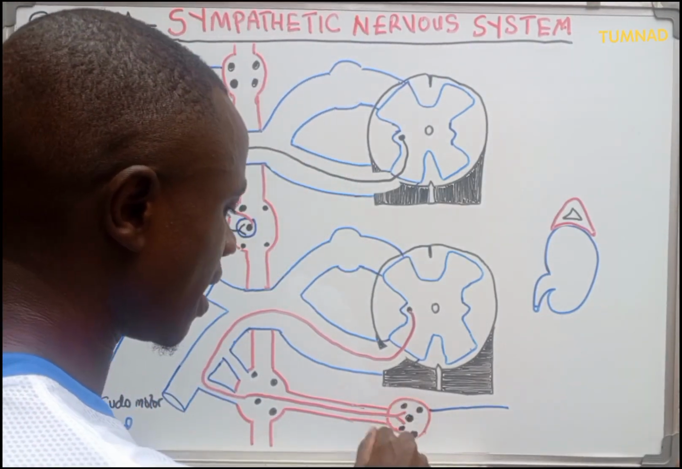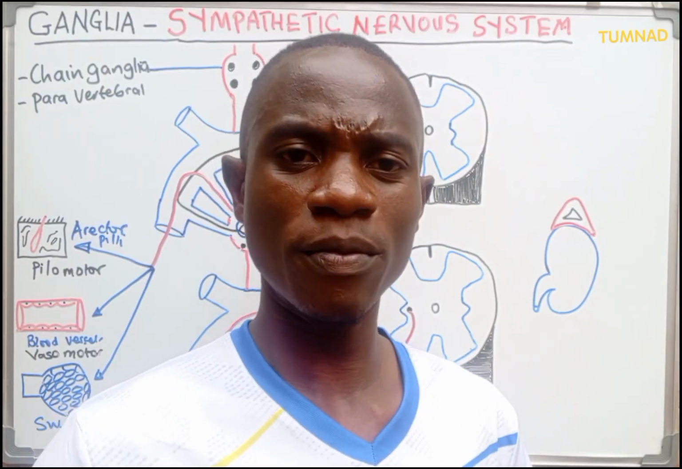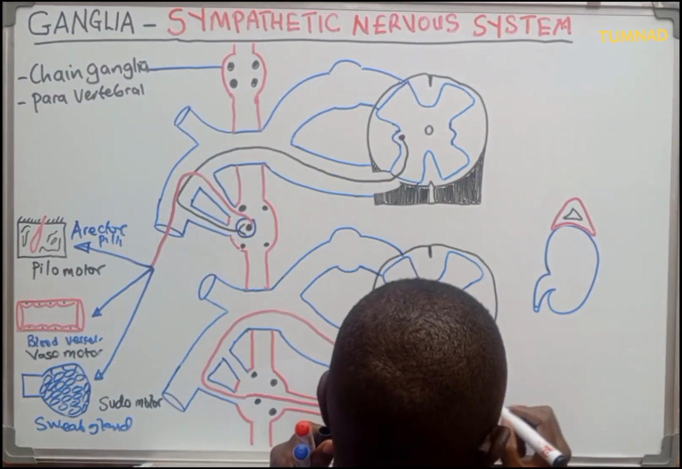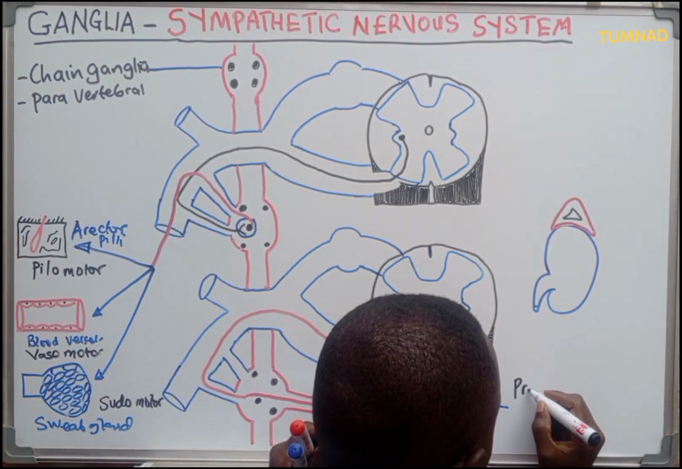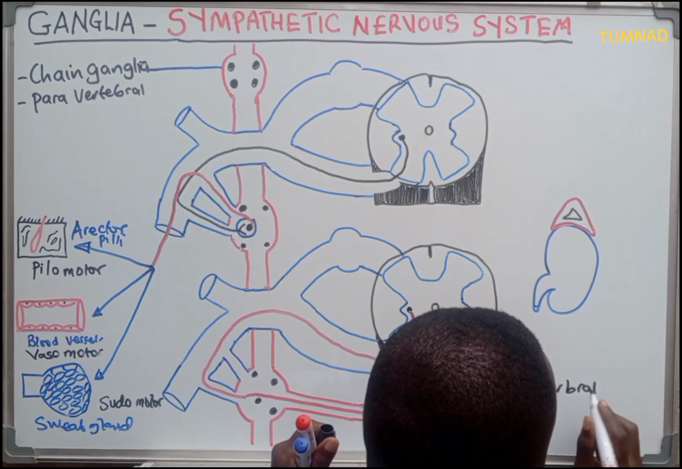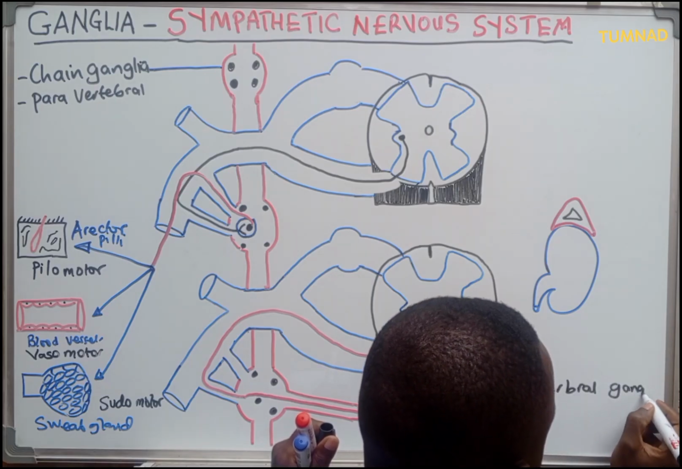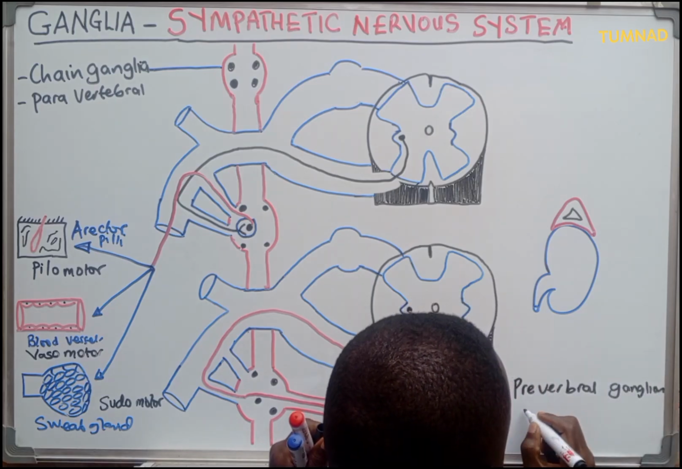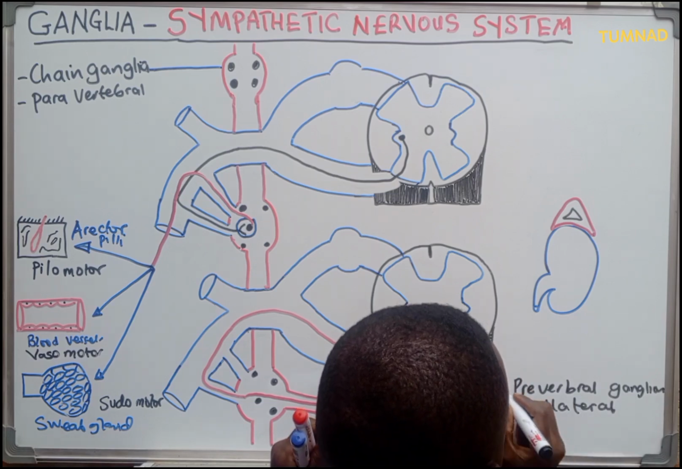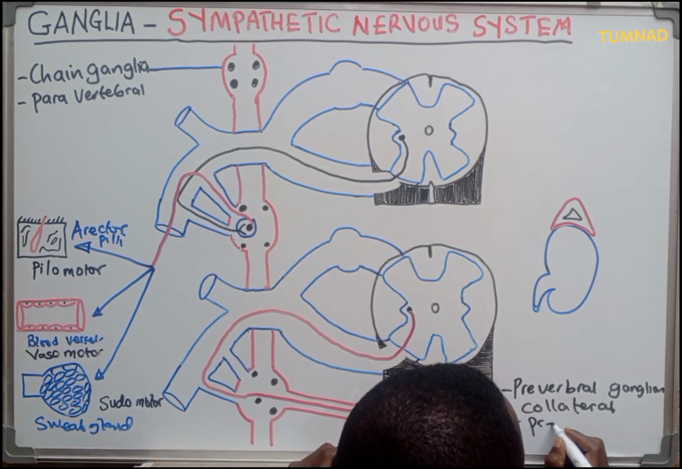You see this ganglia? This ganglia is going to be located in front of the vertebral column, in front of the aorta. So now this ganglia has a couple of names. It can be called prevertebral ganglion. It can even be called collateral ganglion. It can even be called preaortic.